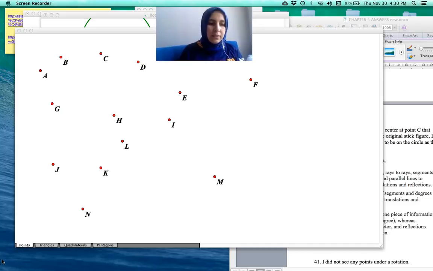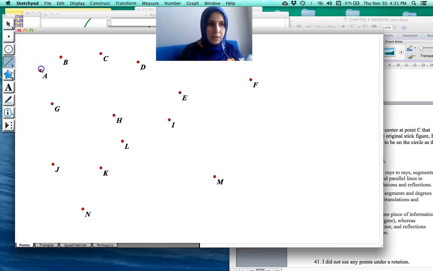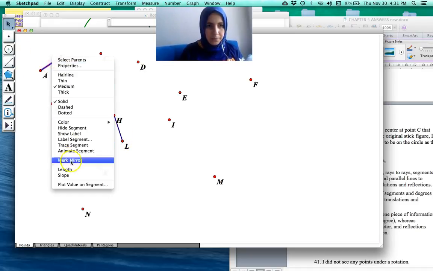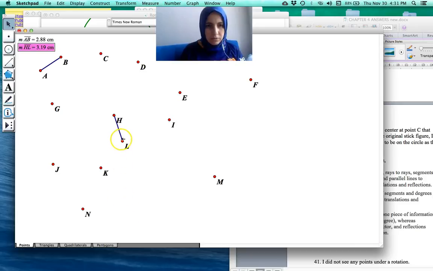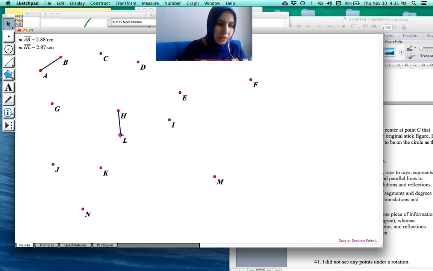From A to B, there's a translation, and HL is the translation vector. How can we understand that? Look at the length of them. Different. We can make it the same thing. Anyway, from G to K there's a translation, and LM is a translation vector.